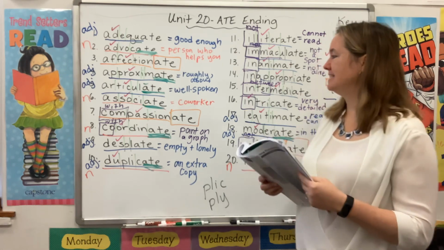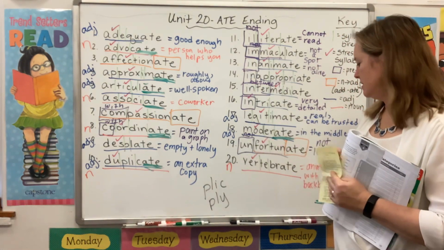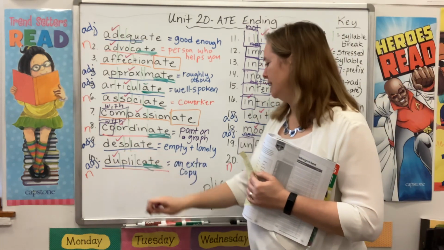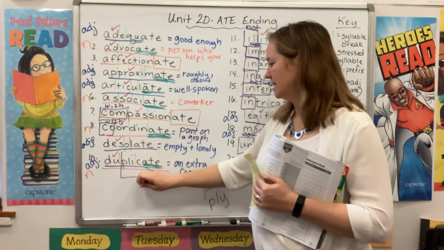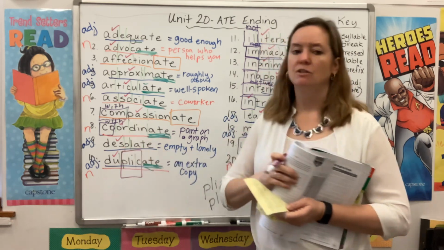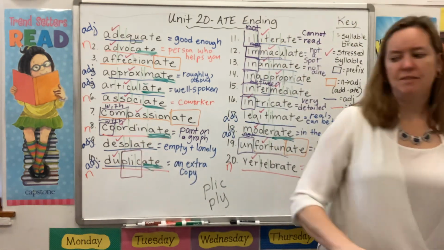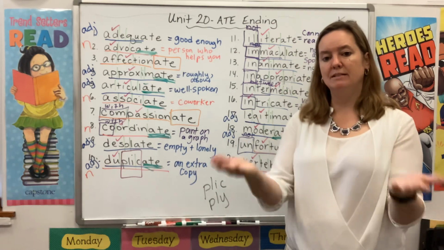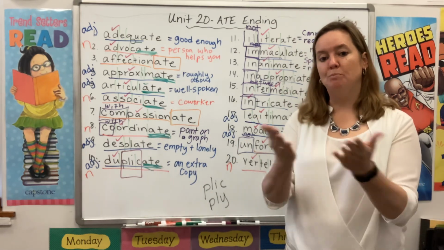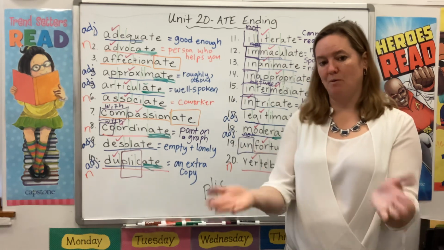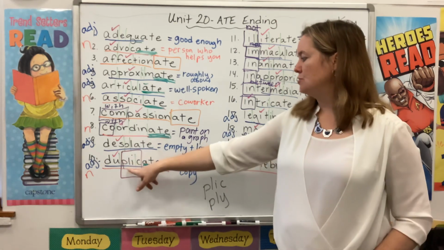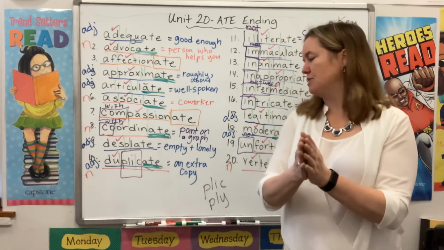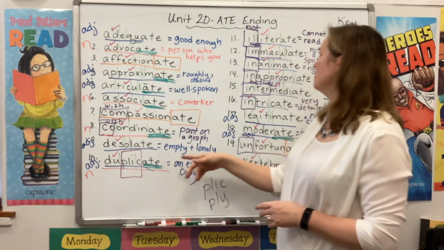So, for instance, right here, we have duplicate, and there's our plic right there. So, if you think about a piece of paper, you fold it in half, you have two equal parts, right? You have duplicated, whatever's on this side is now on this side, right? So duplicates are like two halves of the same thing. Just picture something folded. That's where that comes from.